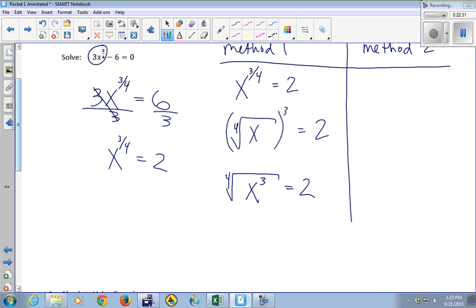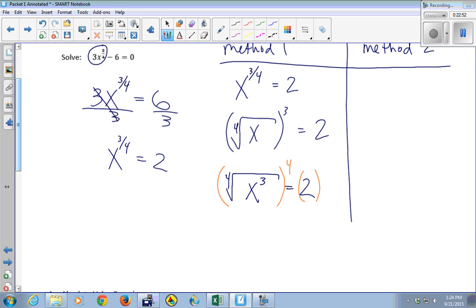Correct. Right. You can't switch where the 3 and the 4 are. But you can raise to a power and then root, or you can root and then raise to a power. Doesn't matter. Raise to the 4th power. Yeah, to undo 4th rooting, raise to the 4th power.